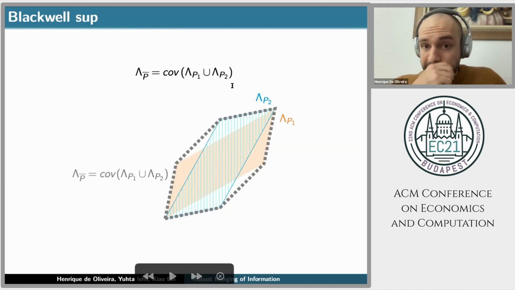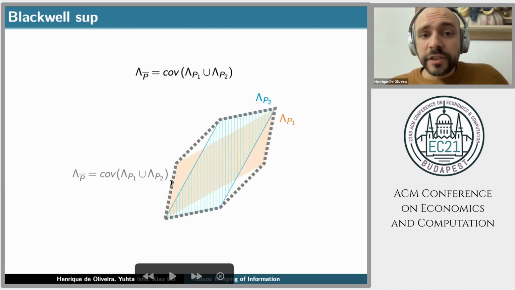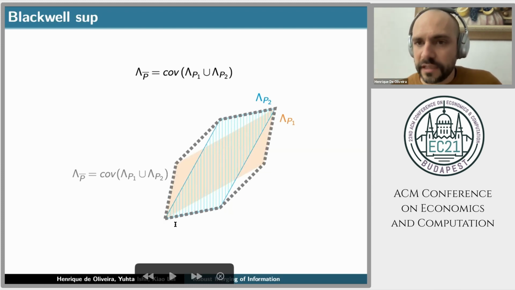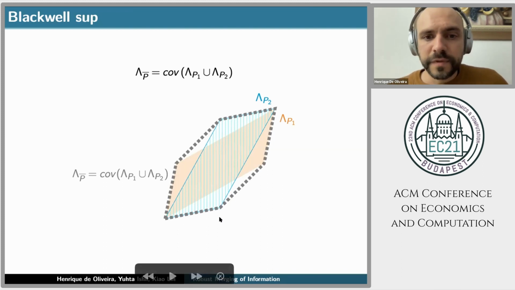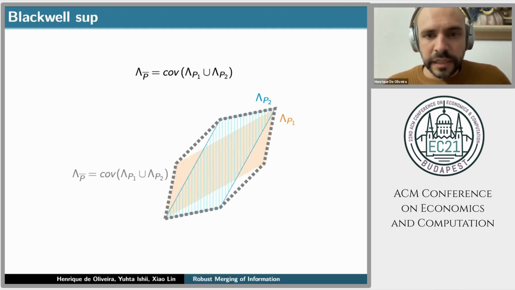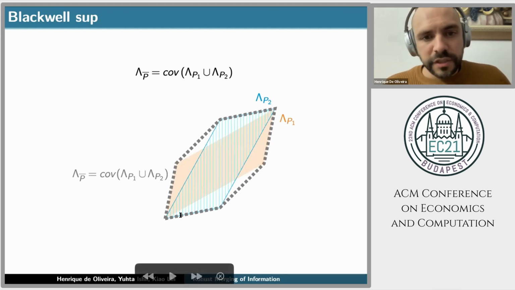In two states, we can actually always find an experiment that exactly gives us this convex hull. And so that would give us exactly the Blackwell supremum of these experiments. So that's another very tractable feature of having two states. So this characterization here is going to be very important. We're going to use this quite nicely in a second.